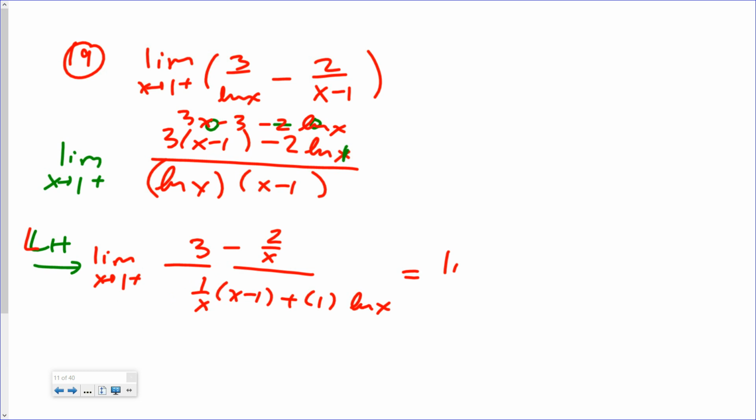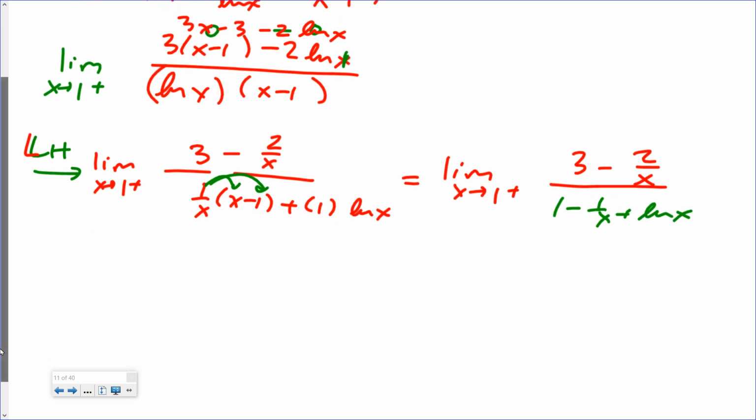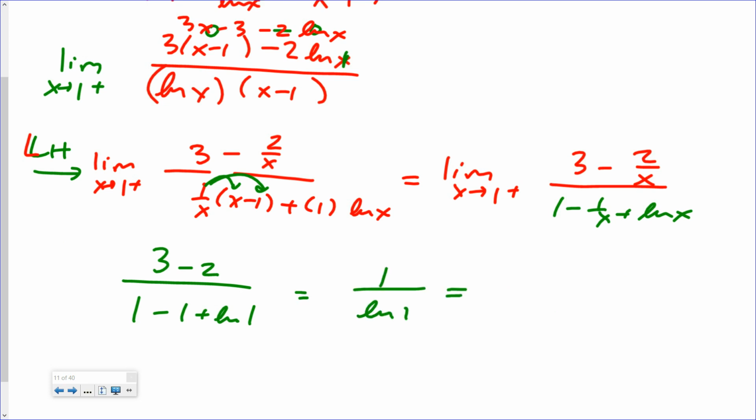If I simplify the bottom, I'll get the limit here as x goes to 1 of 3 minus 2 over x, over, guys, what I want to do, and you'll have this on the test, make sure that you remember just to distribute here. That'll help you. This will give you 1 minus 1 over x plus ln of x. Okay? And I'm going to plug in the 1. If I plug in the 1, this will be 3 minus 2 over 1 minus 1 plus ln of 1. That gives me 1 over ln of 1, which gives me what? Is that 0? Yeah, it gives me 1 over 0, which in limit land is undefined.